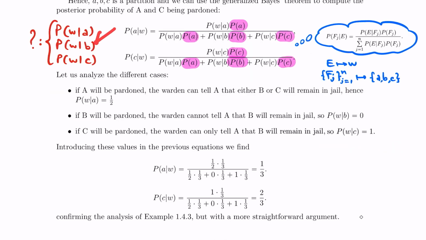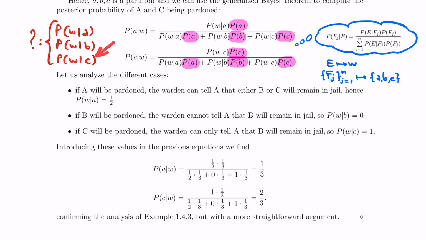Now let's analyze the second conditional probability. By definition of the event B, it occurs when the prisoner B will be pardoned. So the warden cannot tell A that B will remain in jail because this is not true. Hence, the event W cannot occur. Otherwise said, the events B and W are incompatible, and so this conditional probability is 0.